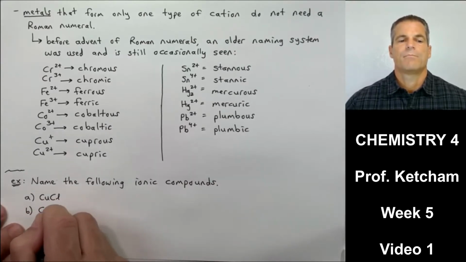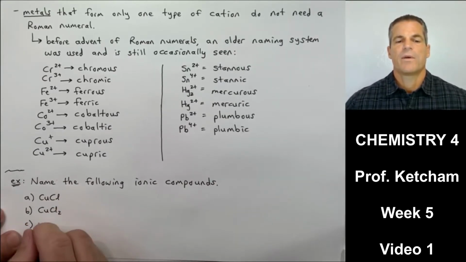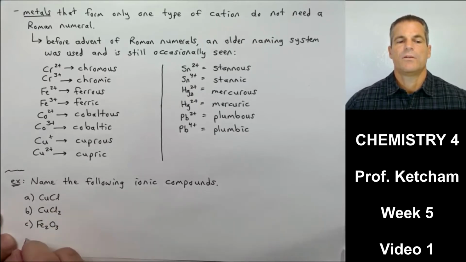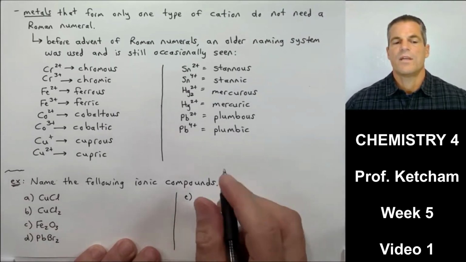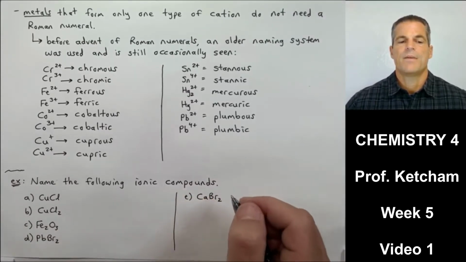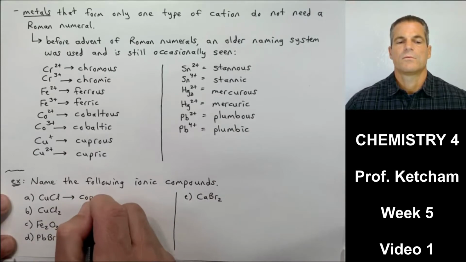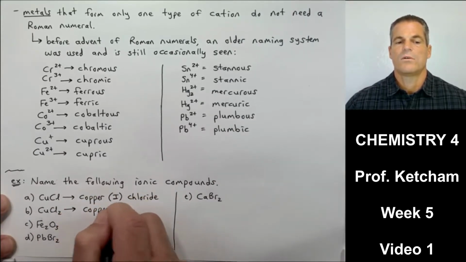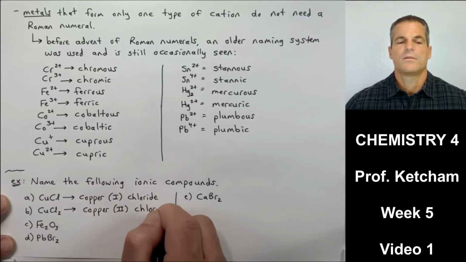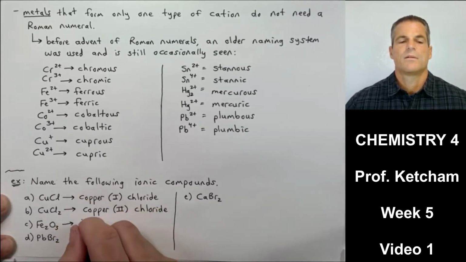All right, let's do an example. Name the following ionic compounds: CuCl, CuCl2, Fe2O3, and PbBr2. Well, we know the charges of Cl, O, and Br, right? So we can use those to help us.